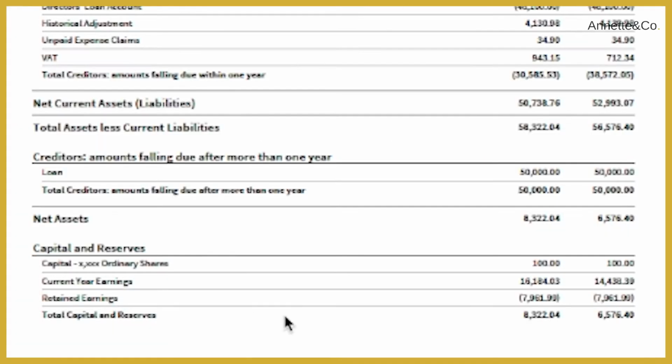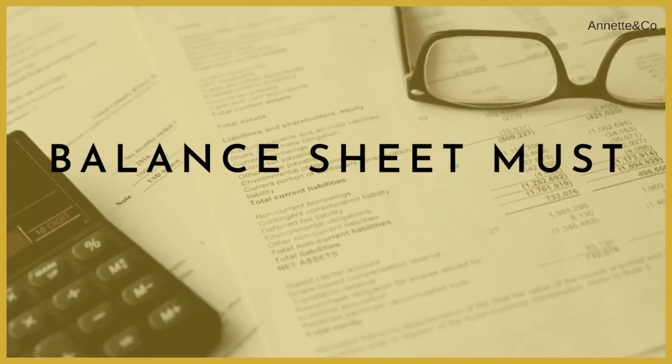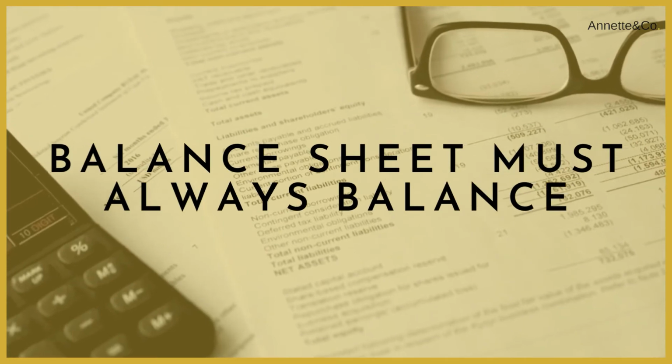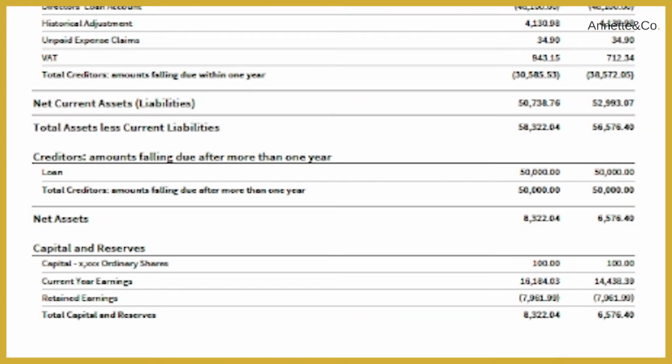So you can see in this balance sheet that the total of this capital and reserve section equals the same as the total of this net assets section. That is a balance sheet balancing, and a balance sheet must always balance. The numbers in these two sections always have to equal each other.